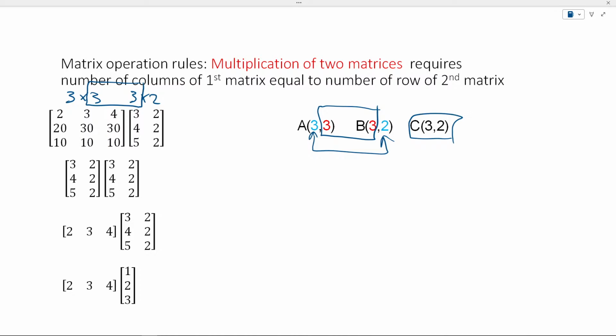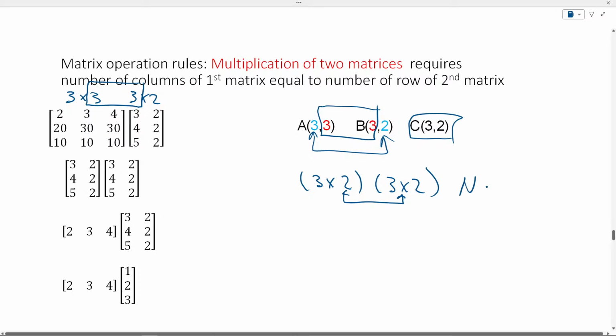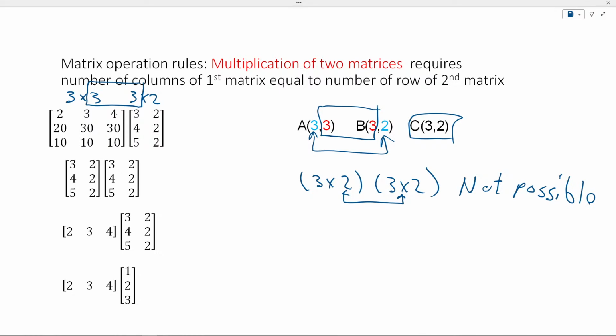How about this guy? Here the first matrix, my matrix A, has a size of 3 times 2. And my matrix B also has a size of 3 times 2. Can I multiply these matrices? No. I cannot multiply them, it's not possible to multiply them, because this is not equal to this.